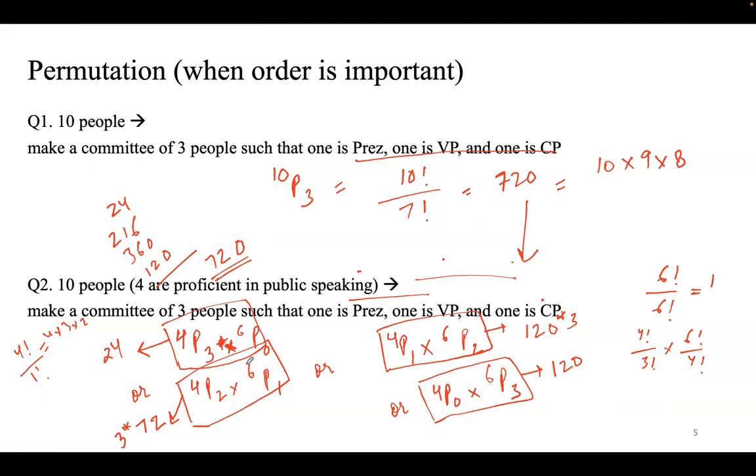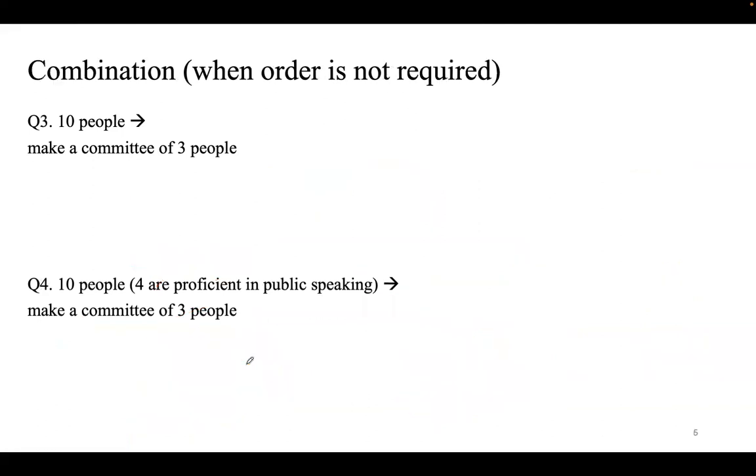Now, same example, but now we are just talking about making a committee. So in this case, simpler thing, 10 people make a committee of 3. What are the combinations? Here we are just saying which 3 people are going to be chosen. So what are the options? What are we going to write in here? Anybody? 10C3. The order is not important.